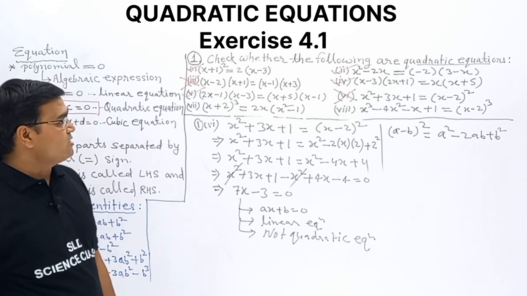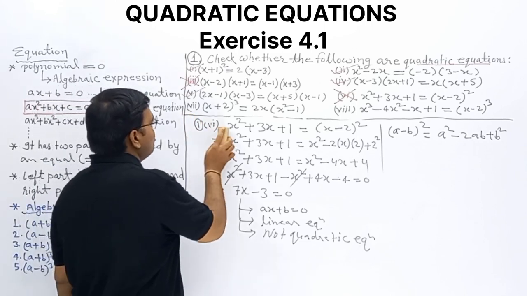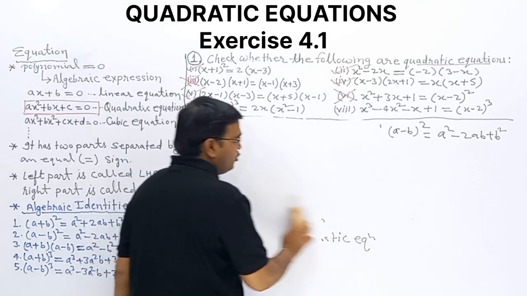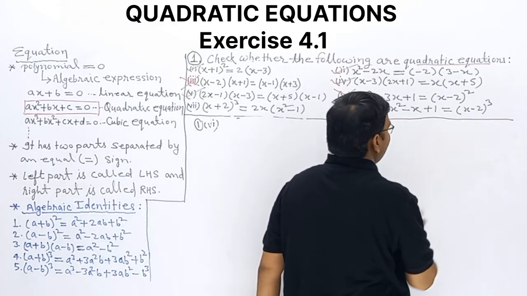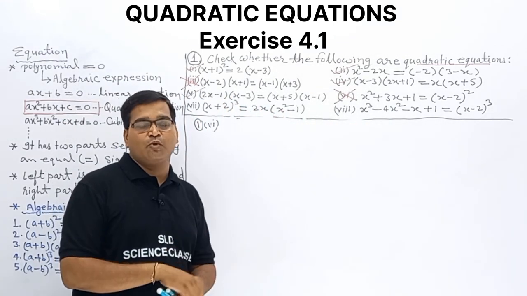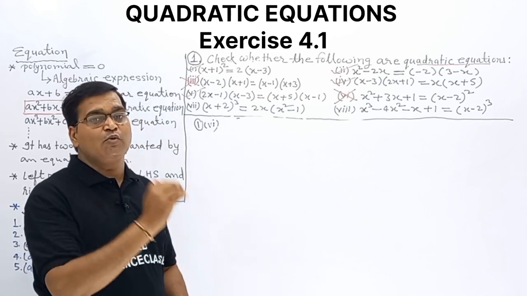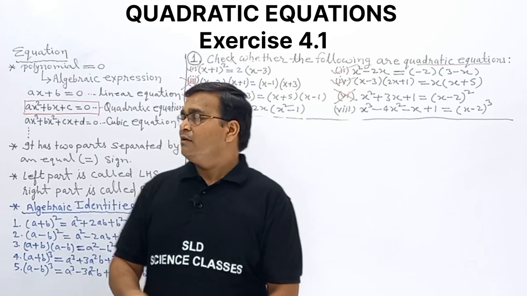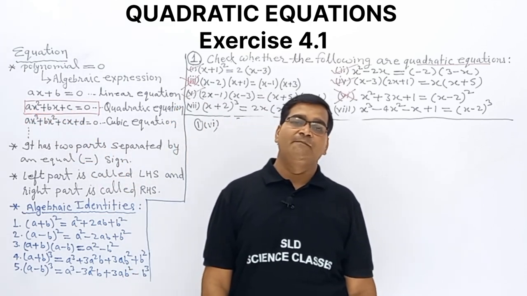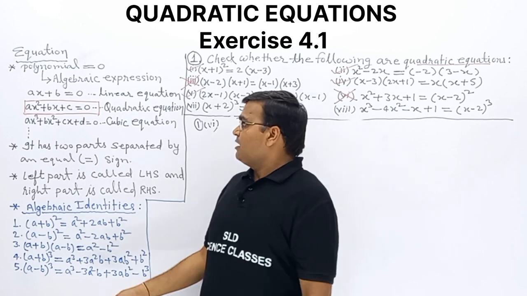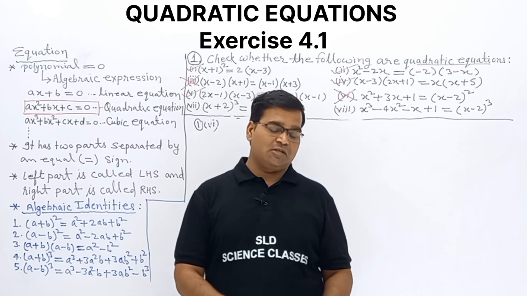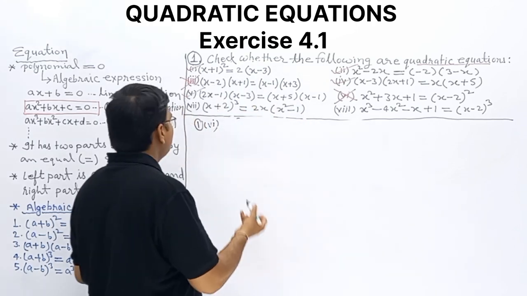Now we have 2 questions remaining. I am going to solve question number 7. How will we solve? Same process we will follow. If we require an algebraic identity, then we can use it. Otherwise simply transpose and bring all terms from right to the left. If we get the form ax square plus bx plus c, then we can say that it is a quadratic equation. If we are not getting this form, then it is not a quadratic equation. Clear?